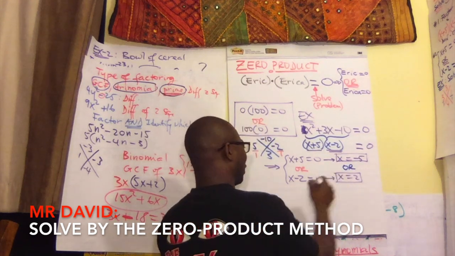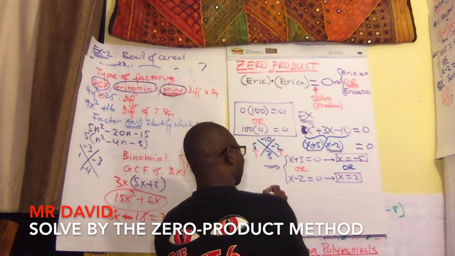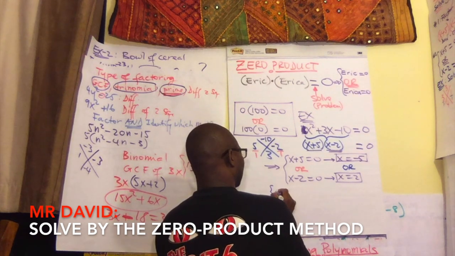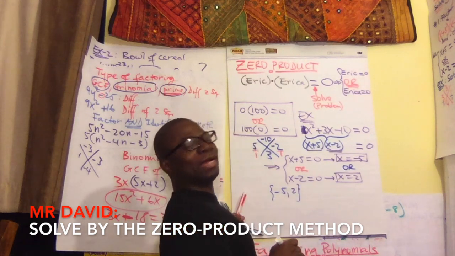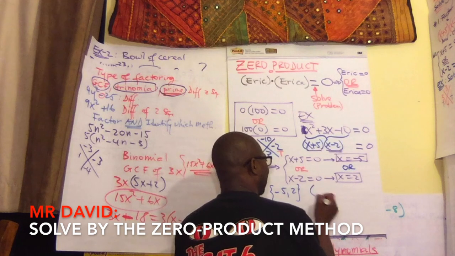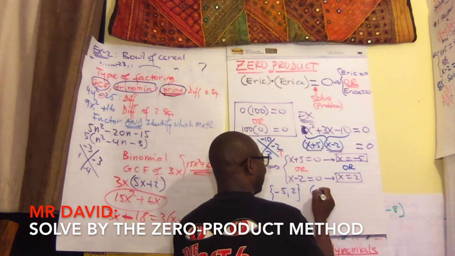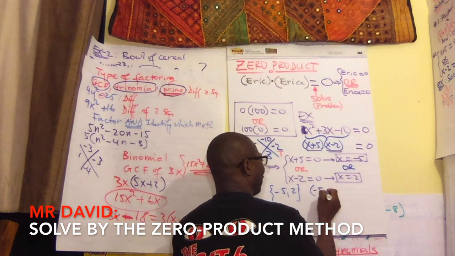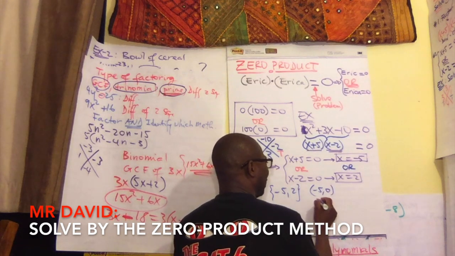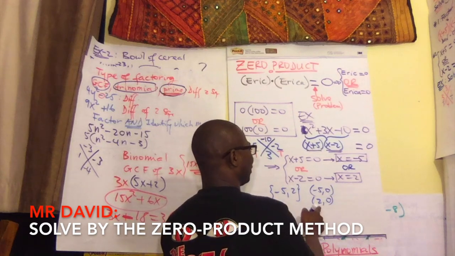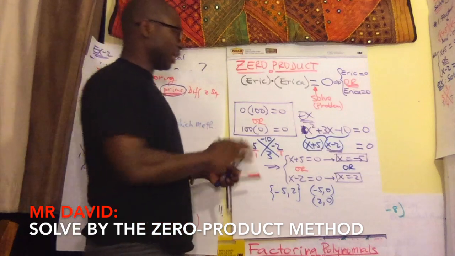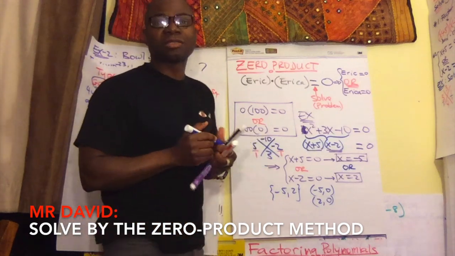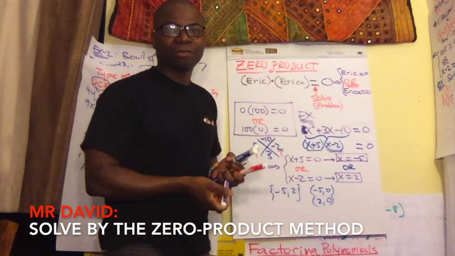So you could write your answer like this, or you could write it like this. Negative 5, comma 2. Okay. You could also write your answer in x and y intercept. Right? So x-intercepts, negative 5, comma 0, and 2, comma 0. You could write like this, or leave it like that. But just make sure you put all. Okay? So this will be the solution to our problem.